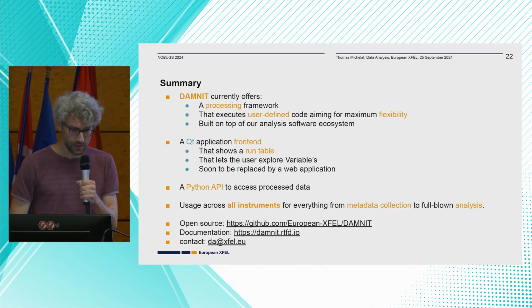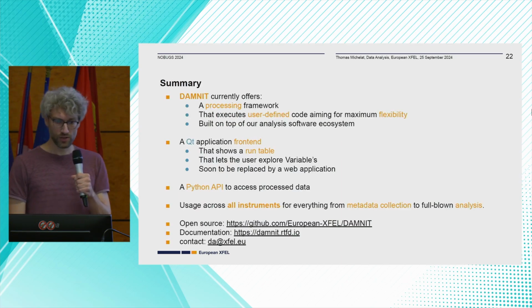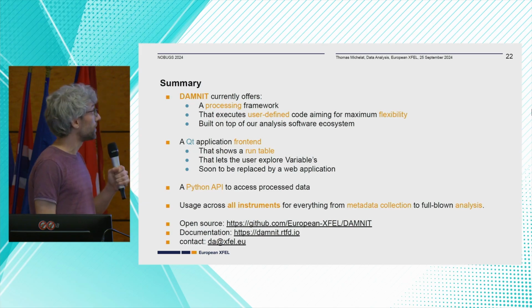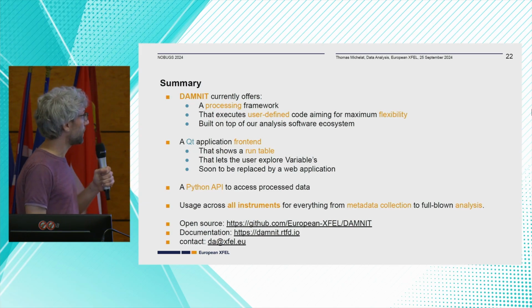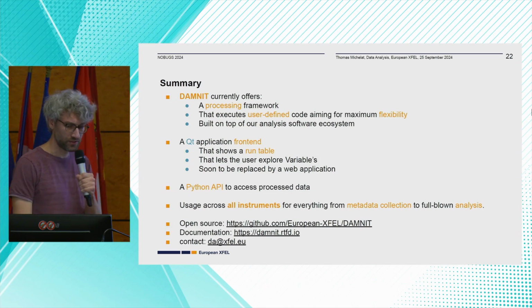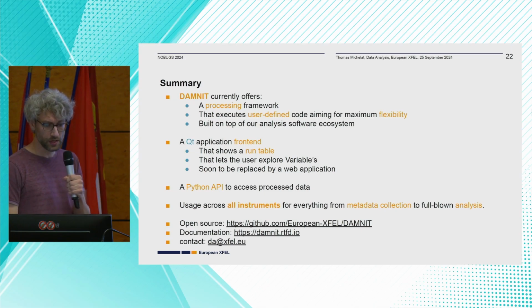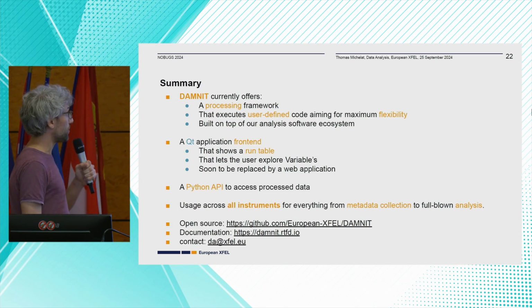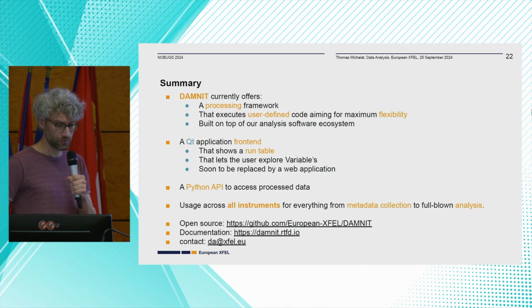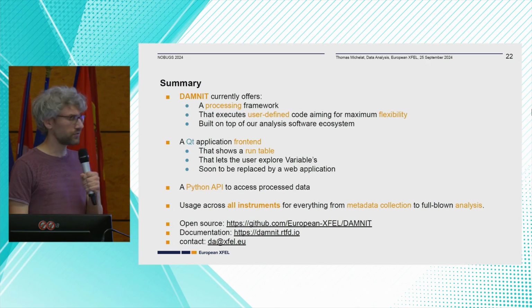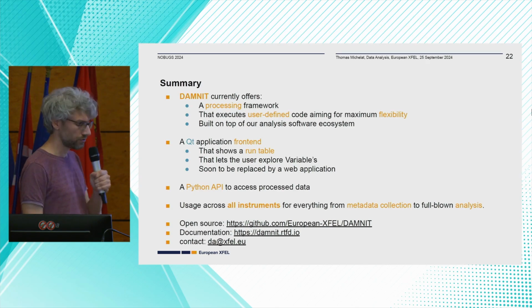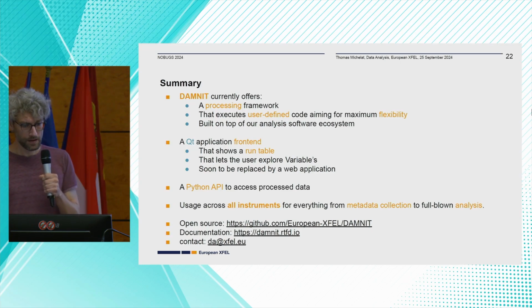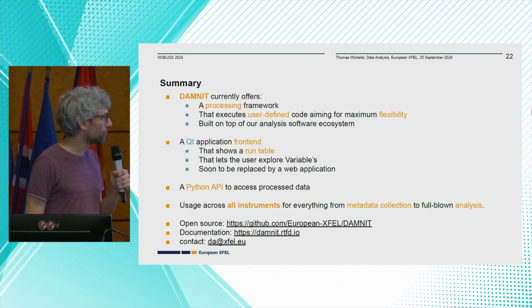To summarize very quickly then, Damnit currently offers a processing framework that is very flexible and executes user-defined code. And it's built on top of our analysis ecosystem that's been developed for years already. It currently has a Qt application front end to show the run table, the experiment overview, and let you explore the variables data. Hopefully this will be replaced soon by a web application, as well as a Python API to access processed data.